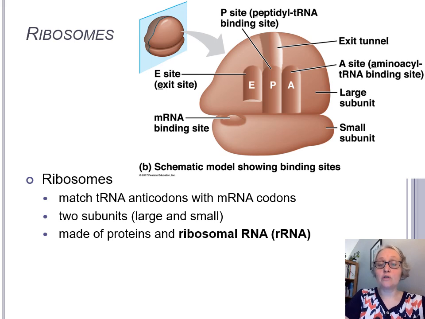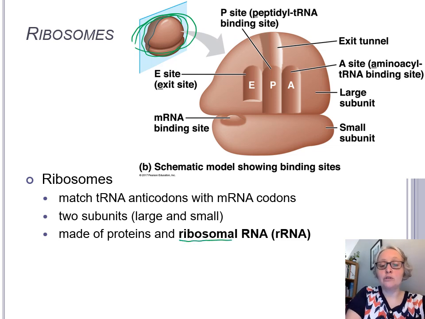Next, we need to make sure that this tRNA molecule actually gets and matches with the mRNA molecule. To do this, we're going to use a ribosome. The ribosome is where we match tRNA anticodons with mRNA codons. There are two subunits, a large subunit and a small subunit. These are made up of both proteins and ribosomal RNA. So when you look at this big brown blob, it's not made out of a phospholipid bilayer. This isn't a membranous organelle. This is a protein plus a bunch of RNA called ribosomal RNA.